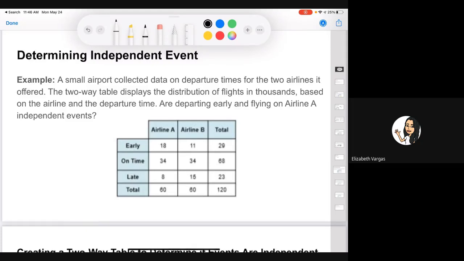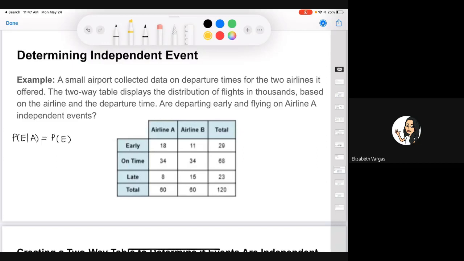This says a small airport collected data on departure times for the two airlines it offered. The two-way table displays the distribution of flights in thousands based on the airline and the departure time. Are departing early and flying on airline A independent events? So I need the probability of departing early given that I fly on airline A, and I want to see if that is equal to the probability of being early.